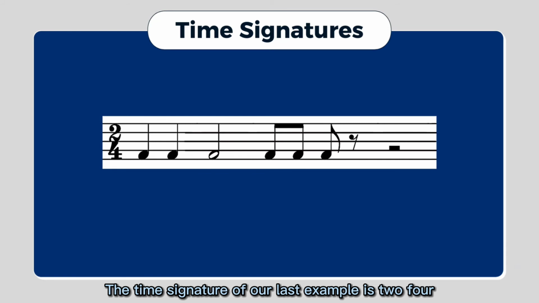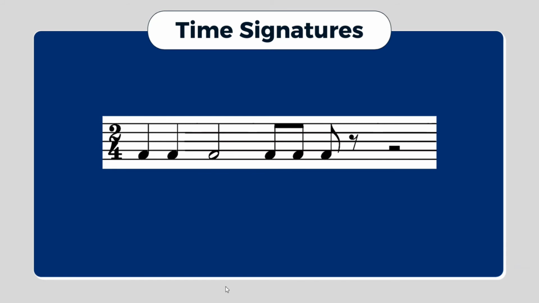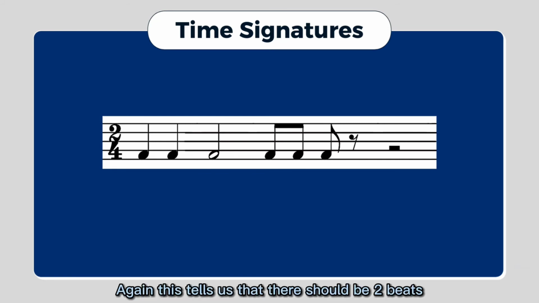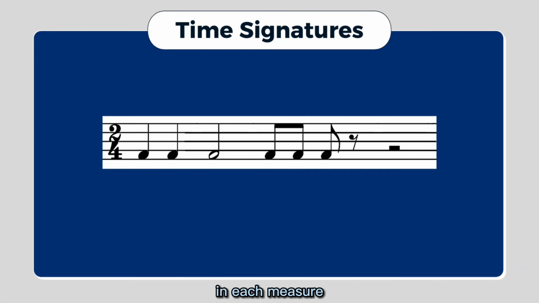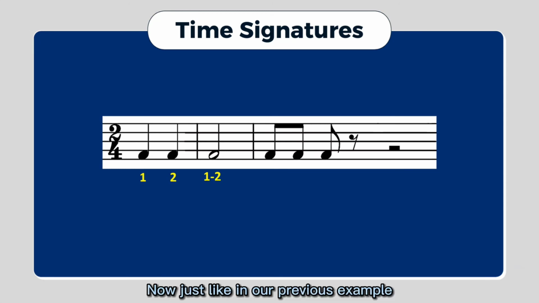The time signature of our last example is 2/4. Again, this tells us that there should be 2 beats in each measure. Now let us count the number of beats each note in the rhythmic pattern gets and add the bar lines. 1, 2, bar line. 1, 2, bar line. Now just like in our previous example, for eighth notes, we count 1 and 2.